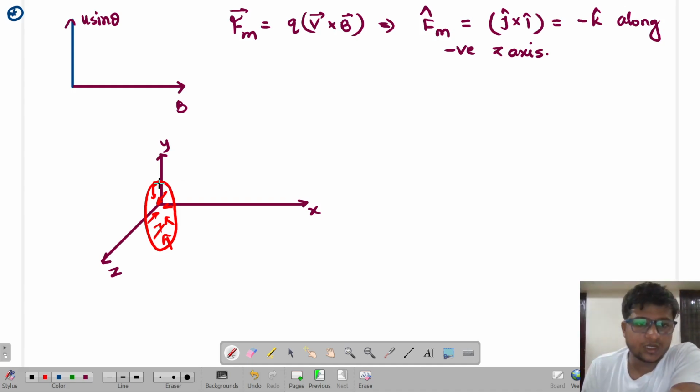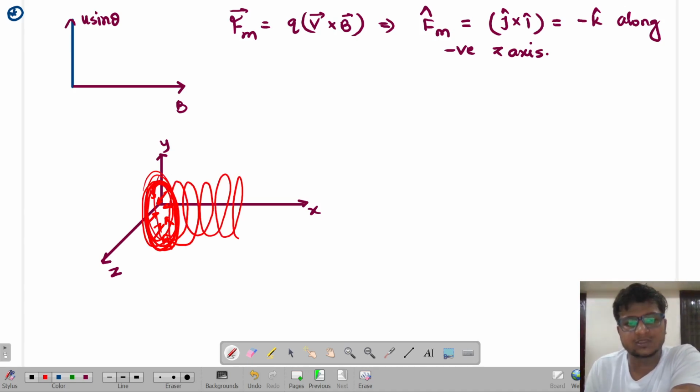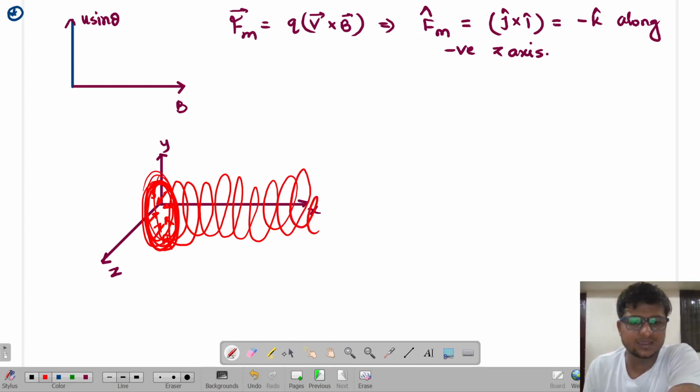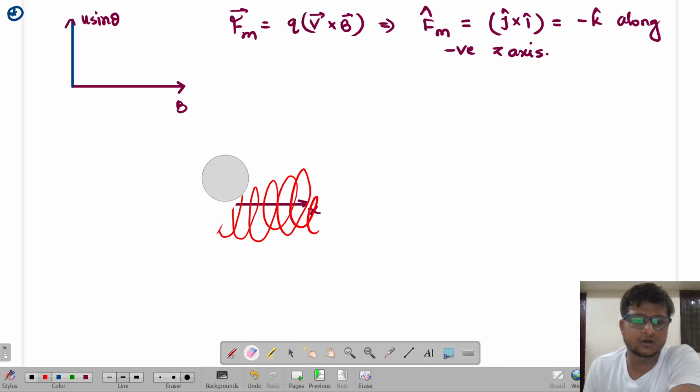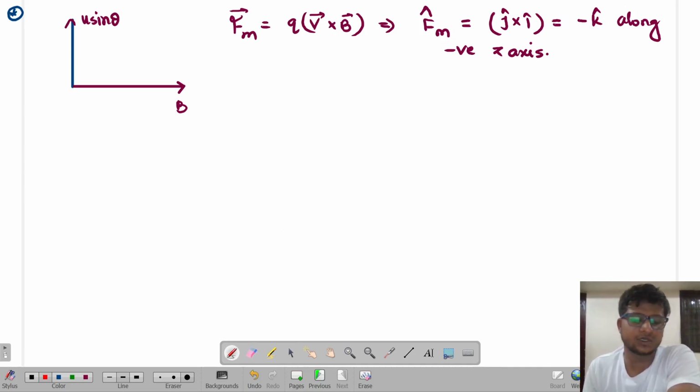So one component of the velocity is making the particle rotate like this. Another component is taking it forward. So what will happen? This will be the path of the particle, or not? Tell me yes or no. And this is called a helical path. What is it called? Helical path. Are you able to get me?